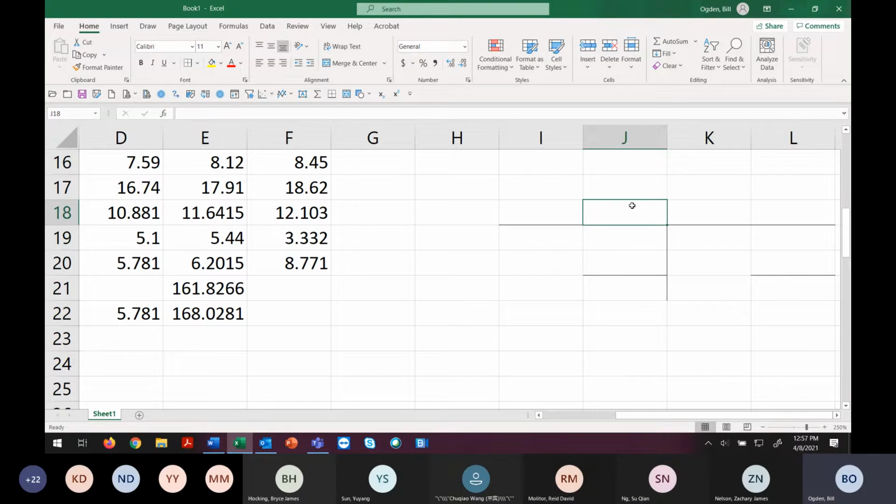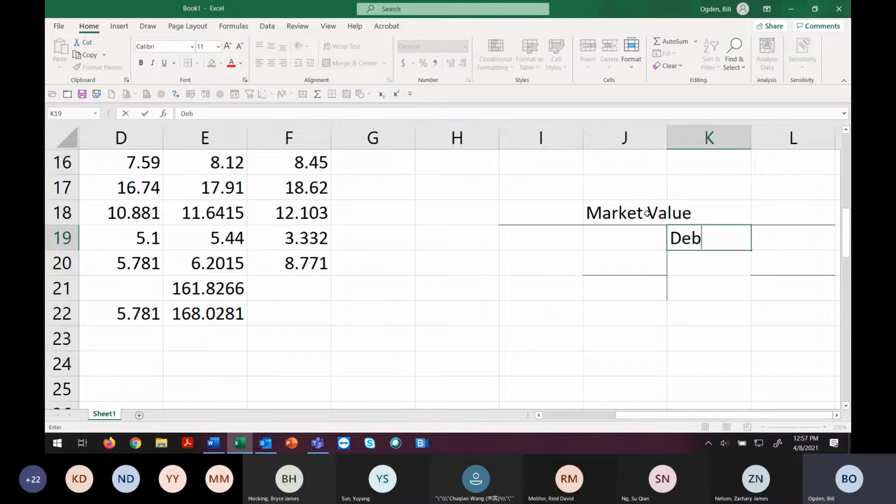These are your market values. This is the market value balance sheet. Where do you find those? You don't. You create them. So let's start over here. What we will need to find: we have debt, we have equity, and then we have market value of the operating capital.